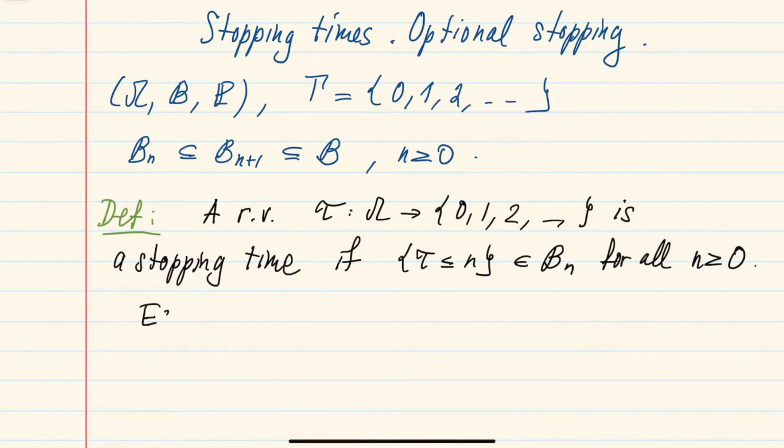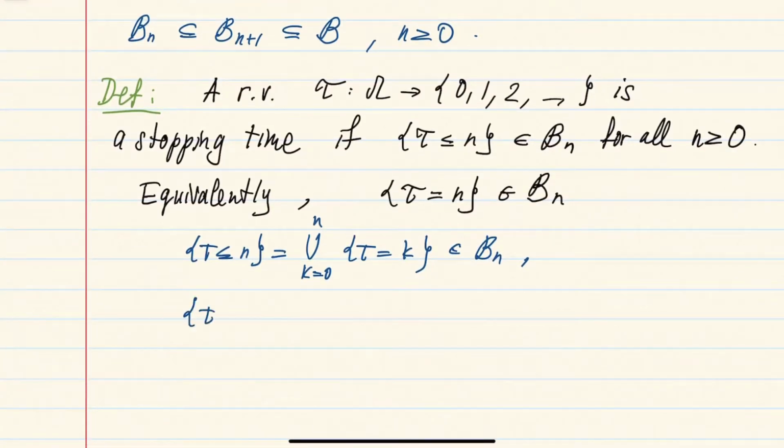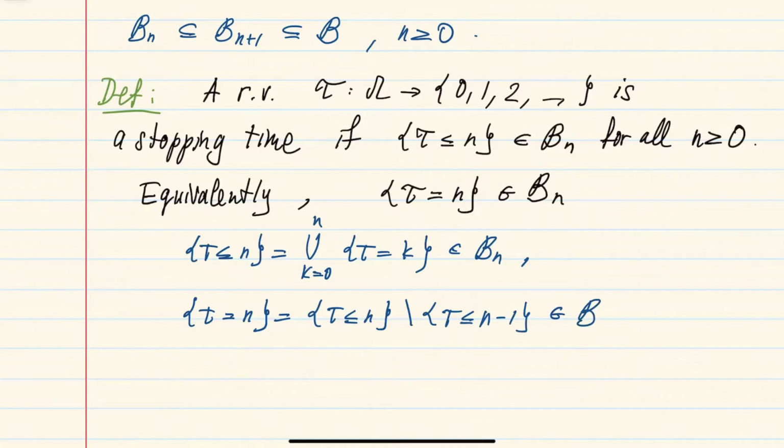Now, equivalently, you can ask that tau equals n belongs to Bn, again, for all n. And of course, the equivalence comes from the fact that you can write the event tau less than or equal to n as a union from 1 to n of the events that tau is equal to k. And each of these, if it belongs to Bk, because the sequence is increasing, your union will also be in Bn. And in the other direction, you can write the event tau is equal to n as tau is less than or equal to n minus tau is less than or equal to n minus 1, right? And if you assume that these are in Bn and Bn minus 1, again, by the increasing property, this difference will also be in Bn.